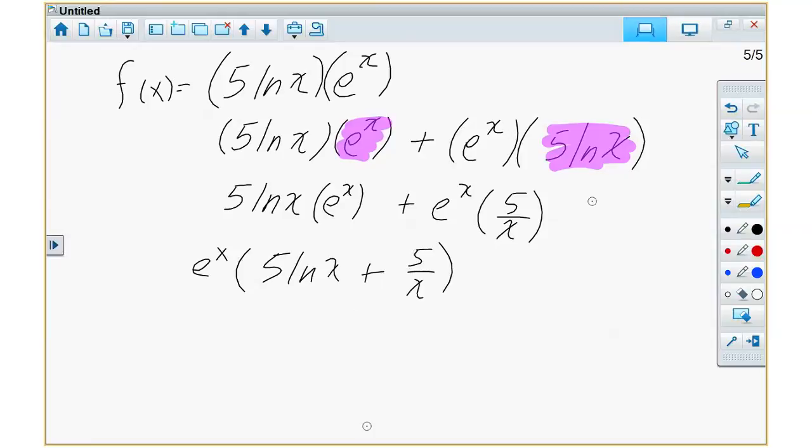And then Miss Hildebrand, what could you do here? I combined the e to the x's. Okay. Yeah. You could do that. You could get a common denominator, which would be 5x natural log of x over x plus 5. You could do all kinds of things.